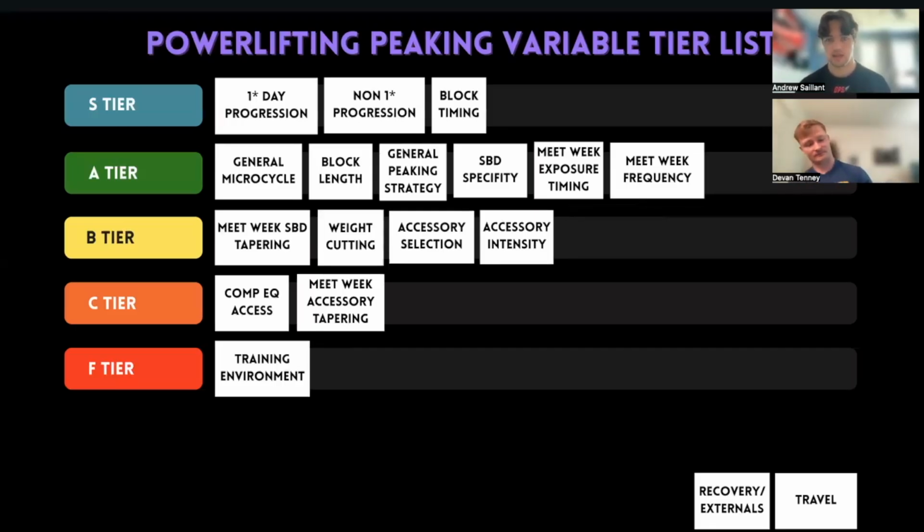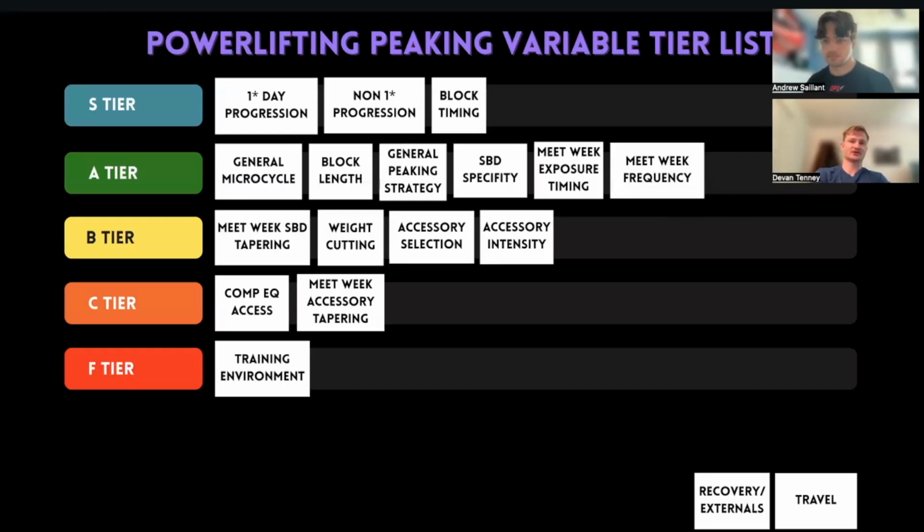I think the only things that I'm considering in programming when it comes to accessory tapers is just removing the non-essential stuff in that final week, like the back work, the shoulder work, the bicep work, that sort of stuff. And within the other stuff that I'm considering tapering, I'm first thinking about exercise selection, and then I'm thinking about how hard I'm going to be pushing it. So obviously selection and intensity come first. Fully agreed. Yeah, cool.